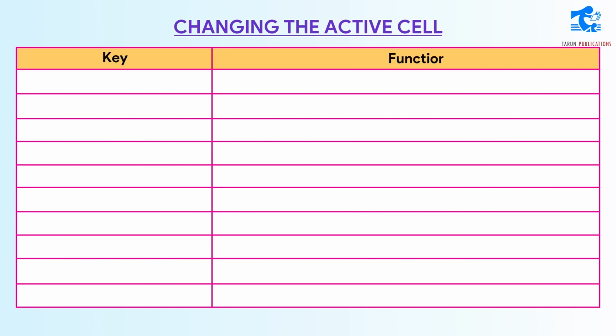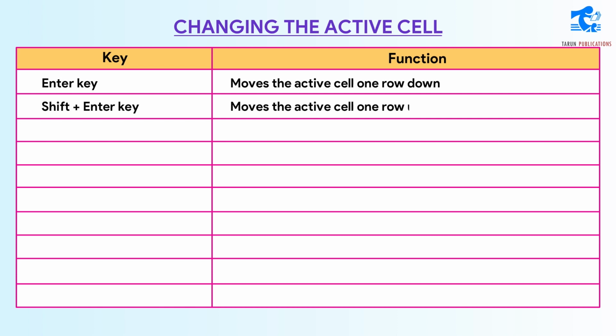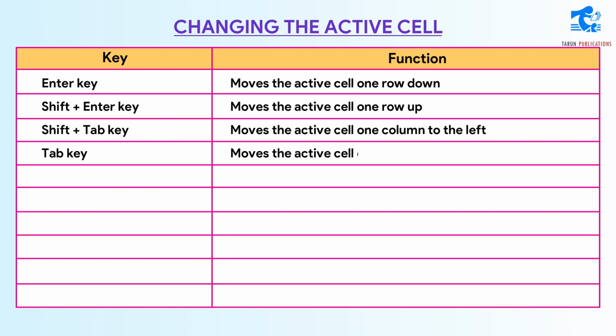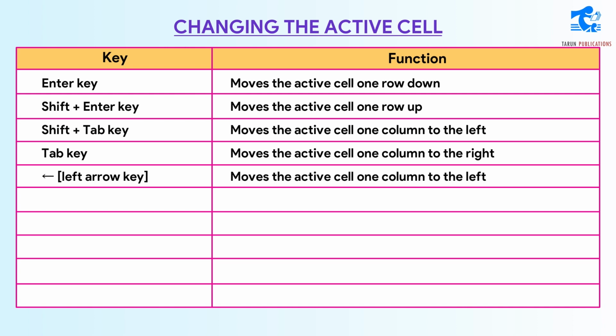Key. Function. Enter key. Moves the active cell one row down. Shift plus Enter key. Moves the active cell one row up. Shift plus Tab key. Moves the active cell one column to the left. Tab key. Moves the active cell one column to the right. Left arrow key. Moves the active cell one column to the left.